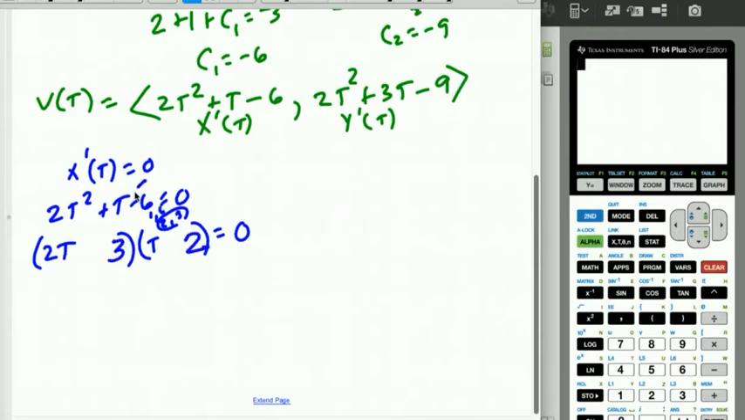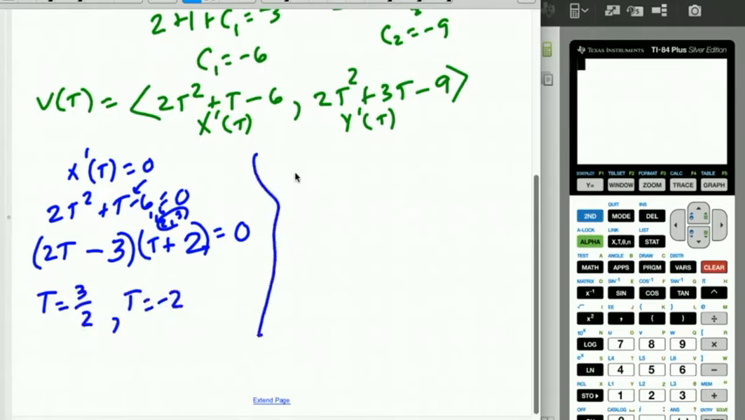I know from the negative that they have to have opposite signs. So since I want to net a positive 1, I want to make a positive 4t and a negative 3t. And sure enough, if I FOIL, 2t squared, outer is a 4t, inner is a negative 3t. That's my regular t, and then a negative 6. So I get that t is 3/2 or negative 2, right?